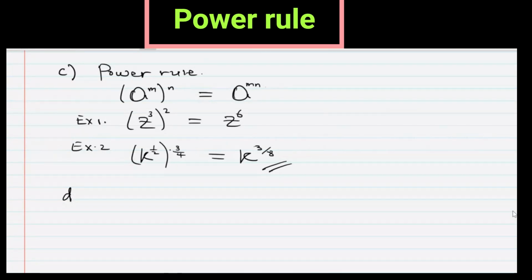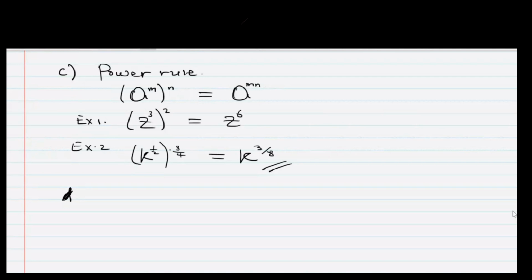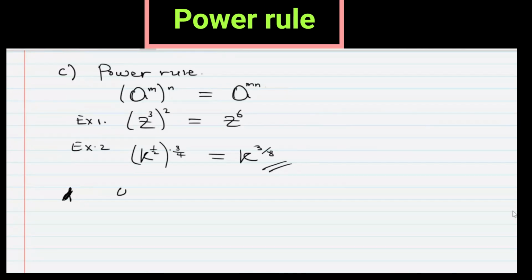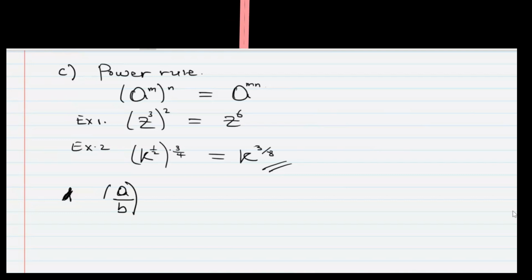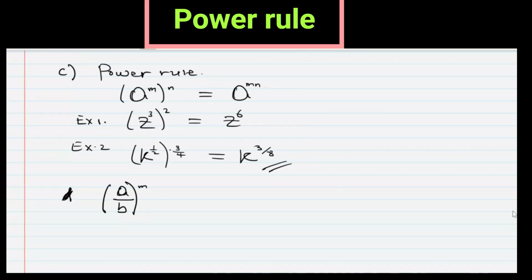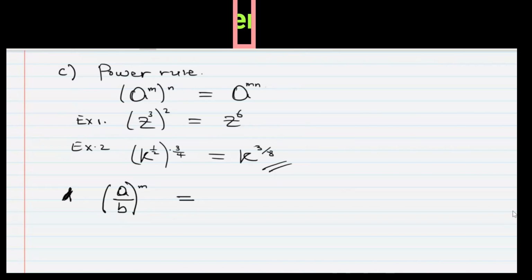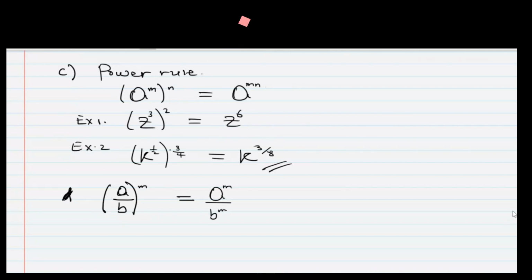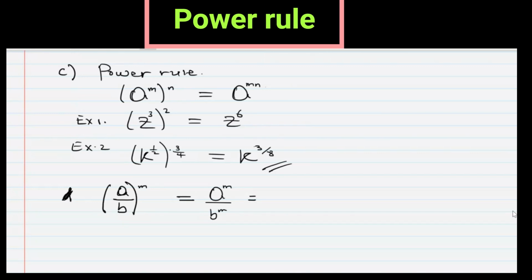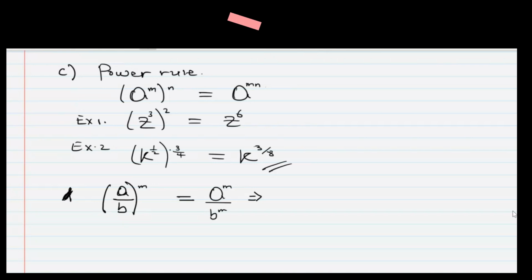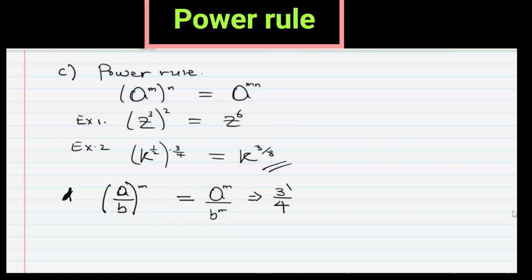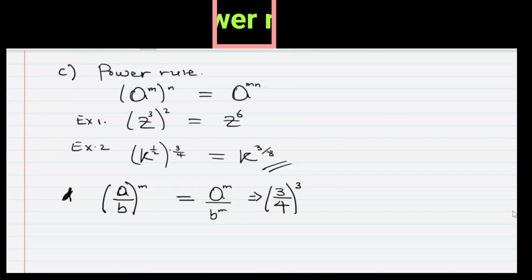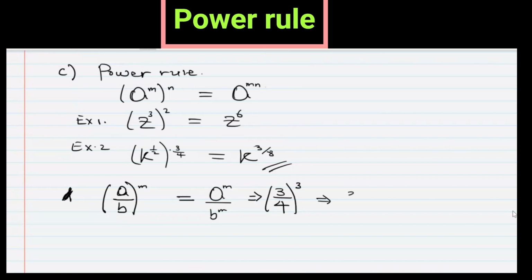This could also work in the quotient. This is an exponent of an exponent, but in the quotient I would include this one under it. Let's say, for example, if I have a over b, all to the m. The m applies to both of them, to everybody inside the parentheses. So this can be written as a to the m over b to the m. For example, if I give you 3 over 4 to the power of 3, this simply means 3 to the power of 3 over 4 to the power of 3.